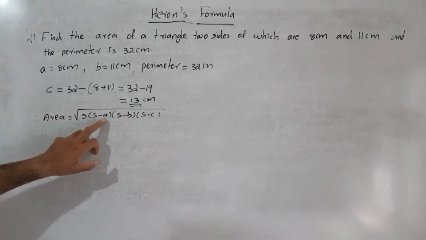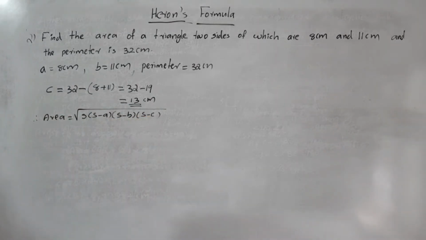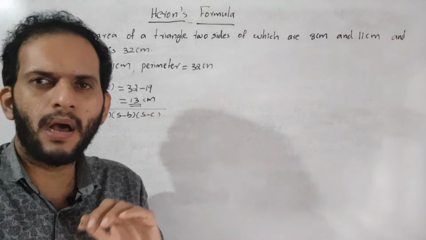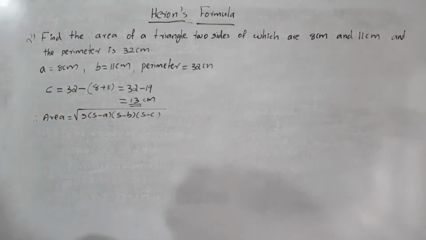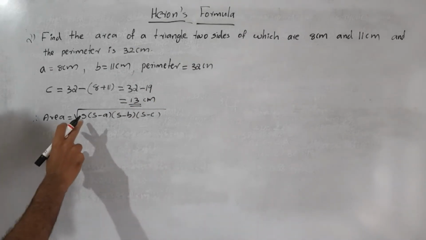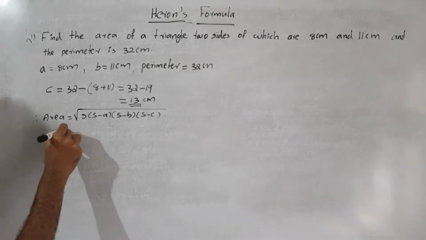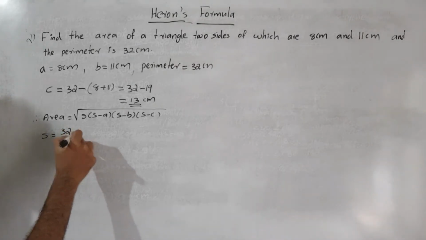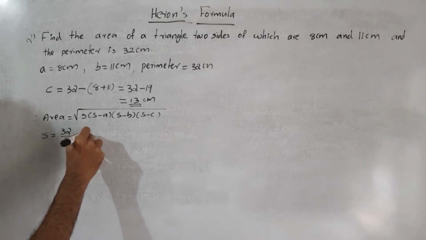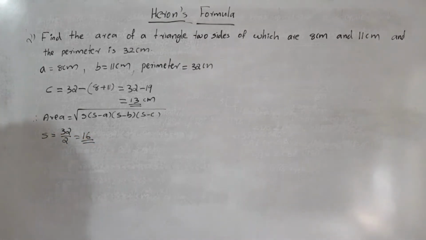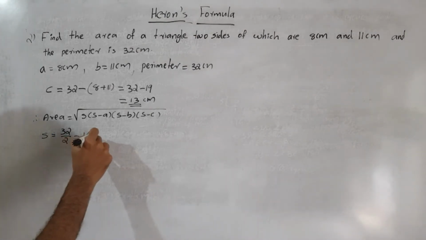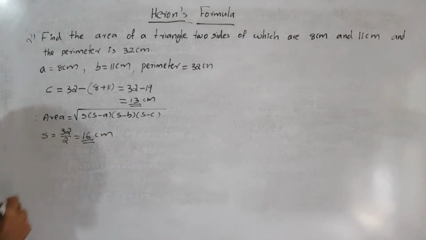So we got the value of A, B and C. Then after we want to get the value of S. Then what is S? Yes, S is the semi-perimeter, or the half of the perimeter. Correct? Then perimeter is already given. What is perimeter? It is 32. Then very easy to find the value of S. S is equal to 32 by 2. What is 32 by 2? Is equal to 16. Then what is the value of S? S is equal to 16 centimeter.